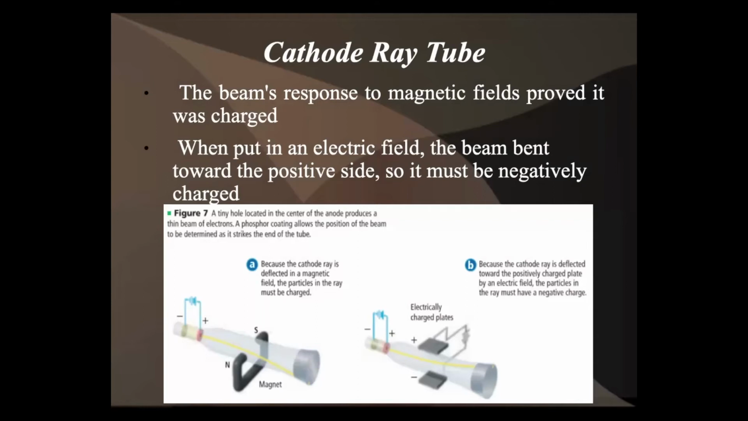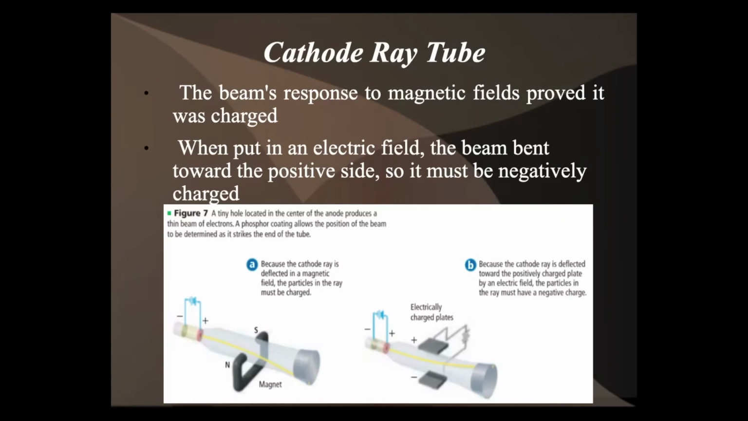Then what he did is he moved on to electricity. He had a positive plate and negative plate to see which way the electricity moved. And so what he noticed is that the beam moved towards the positive end. Do you see how it's curling up to the positive plate? Who did this? William Crookes.